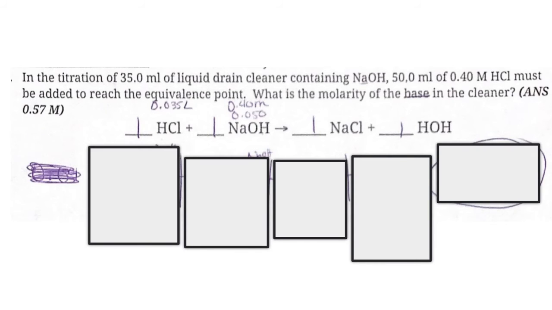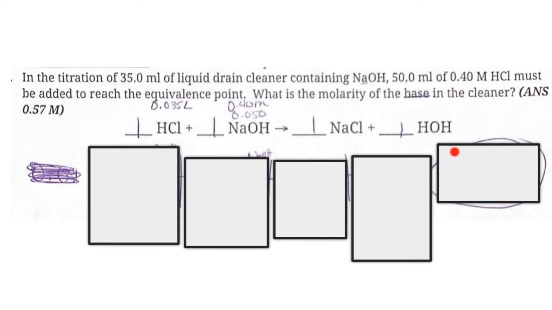So here's the exact same question, and I'm going to answer it in a slightly different way that uses one long t-table or one stoic problem instead of 3 separate problems. So we still have the titration of 35 milliliters of liquid drain cleaner containing NaOH, 50 milliliters of 0.40 molar HCl must be added to reach the equivalence point. What is the molarity of the base in the cleaner?